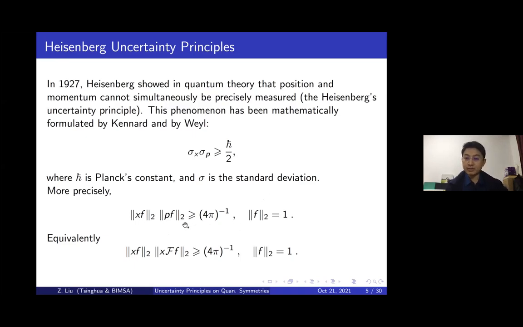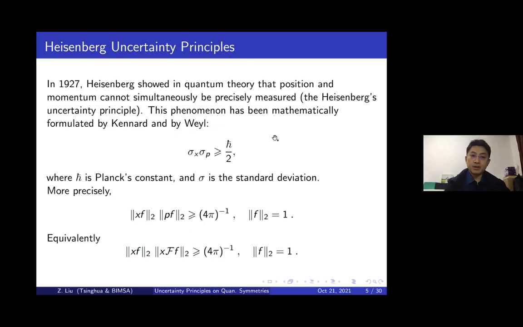Now there's another way to read the formula using Fourier duality. We consider pf as x multiplied by the Fourier dual of f. So we look at the same formula but in the dual space. In this way, we have a pair, one is f, the other is the Fourier dual of f. And then we can compute the standard deviation, and we get the lower bound. And this is the Heisenberg uncertainty principle.